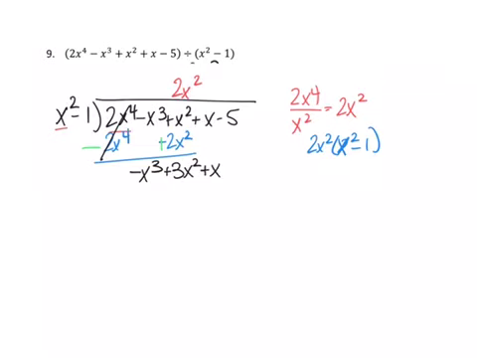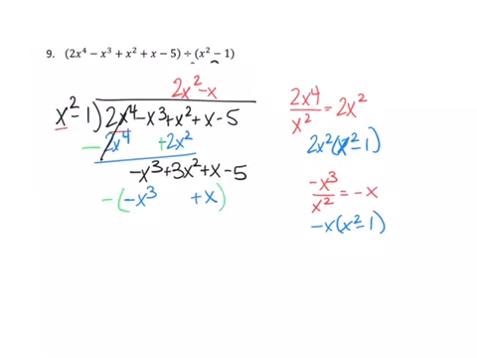And you can even just bring the whole thing down too if you want. If we don't need it, we won't use it. And now we're going to divide negative x cubed by x squared, and that gives me negative x. And we're going to multiply negative x times the x squared minus 1, and that gives me negative x cubed plus x. Then we're going to subtract, so that's going to change those, and we get 3x squared plus 0x minus 5.